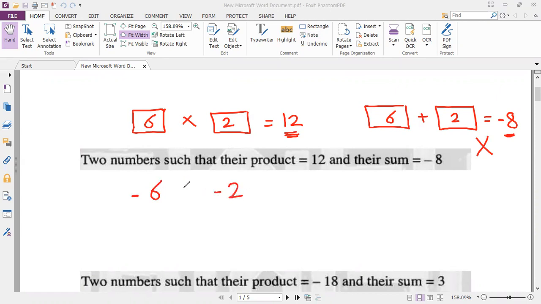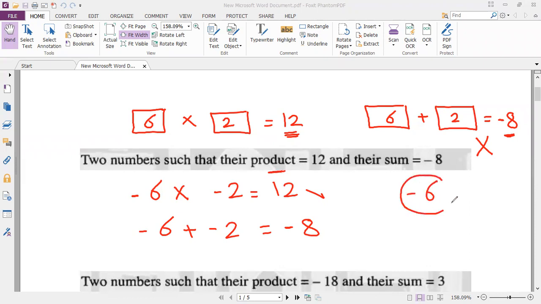Let's check it out. -6 times -2, negative times negative is positive, and 6 times 2 is 12. So the product of them is 12. What about the sum of them? -6 plus -2 equals -8. So the two numbers I want to get are -6 and -2. When multiplying them, -6 times -2 is 12, and when adding them, we get -8.